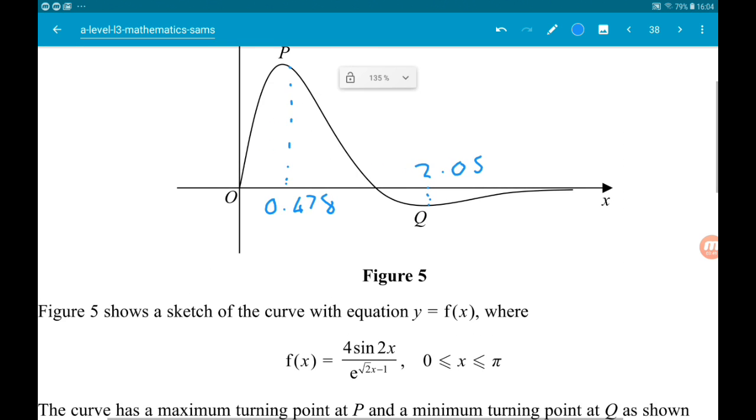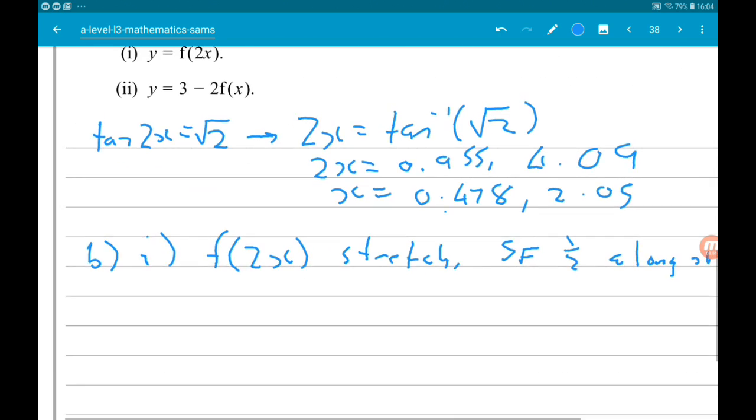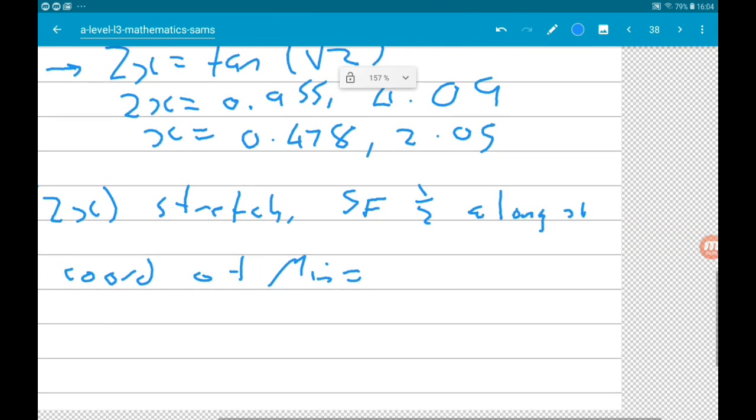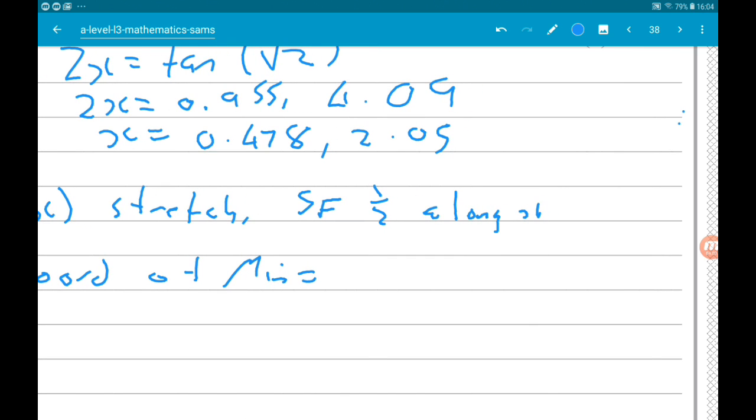So, the x-coordinate of the minimum is 2.05 over 2, which is 1.025.